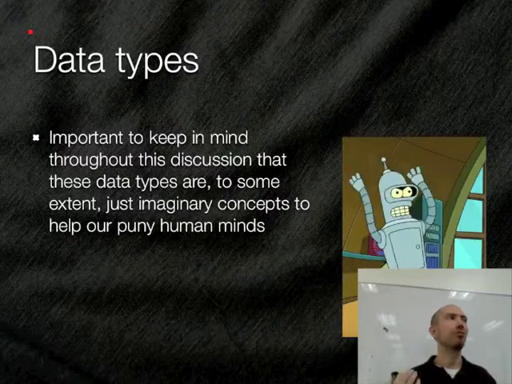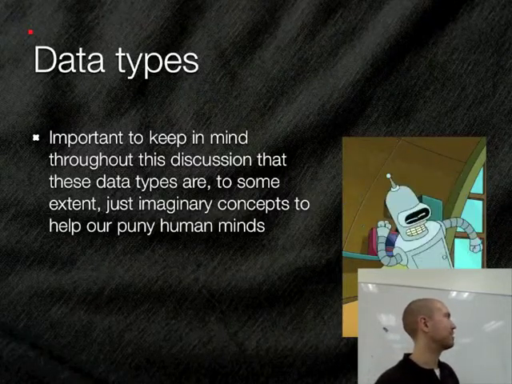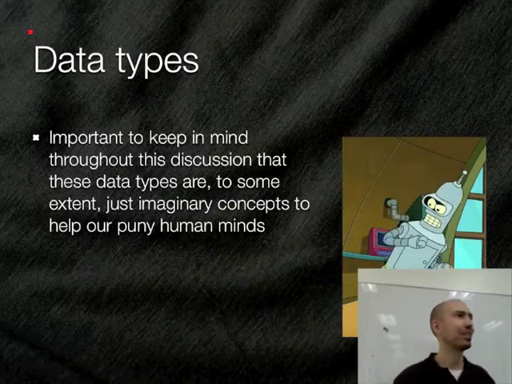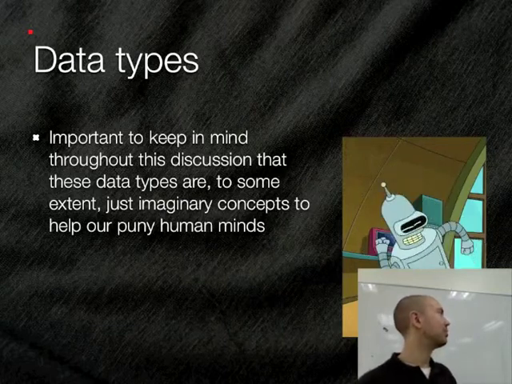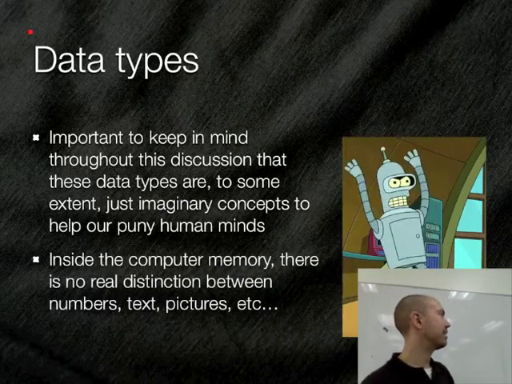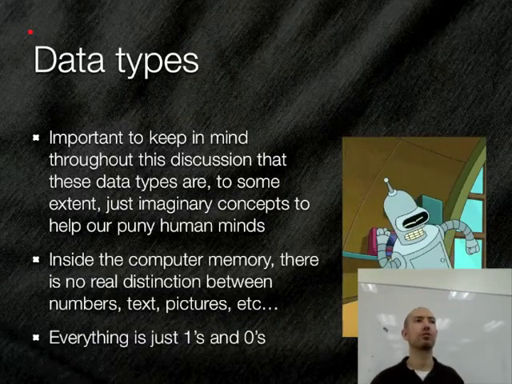that we've invented to help our puny human minds deal with these concepts of computer programming, right? So Bender is happy. You guys watch Futurama? You guys know the show? Bender is celebrating here because he is awesome, and he does not share our puny human minds. He sees the world of data as it really is. It doesn't make any distinction between numbers and text and pictures. Everything inside the computer, of course, is just ones and zeros, right?